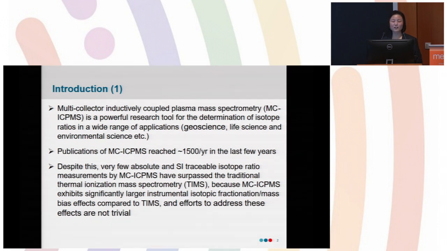Despite this, very few absolute and SI traceable isotopic ratio measurements by MC-ICPMS have surpassed the traditional thermal ionization mass spectrometry. This is because MC-ICPMS exhibits significantly large instrument isotopic fractionation, also called mass bias effect, compared to TIMS. And the efforts to address those effects are not trivial.